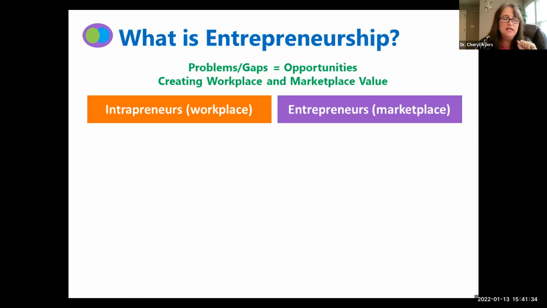We'll talk more about that at the Institute. But here's a wonderful activity that I hope you'll do. Again, keeping both sides of the entrepreneurship coin in play here. So an entrepreneur is someone who sees problems or gaps in services in the workplace and translates them into opportunities. The entrepreneur is more in the for-profit marketplace, but again, creating value for an employer in the workplace or creating value in the marketplace for the rest of us who buy the goods and services.